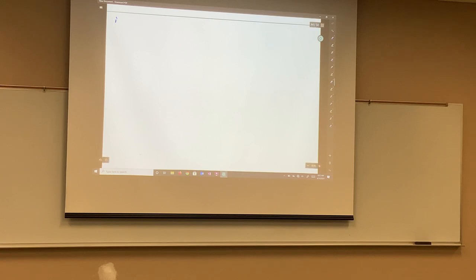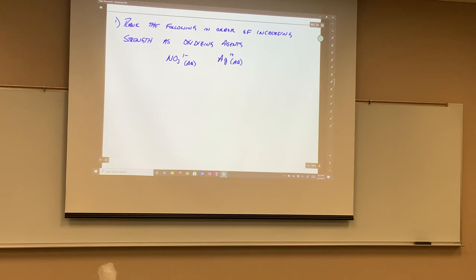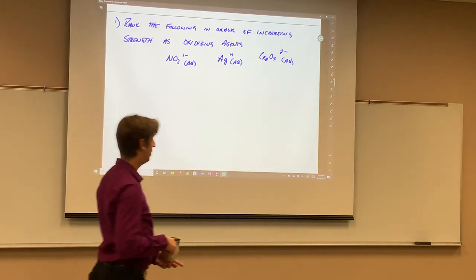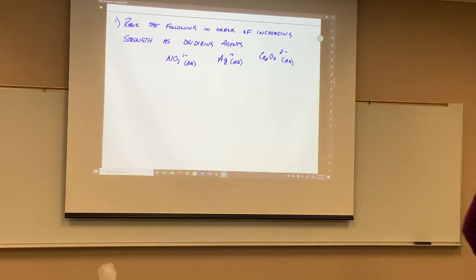All right, so rank the following in order of increasing strength as oxidizing agents. Okay, rank those in increasing order of oxidizing strength.